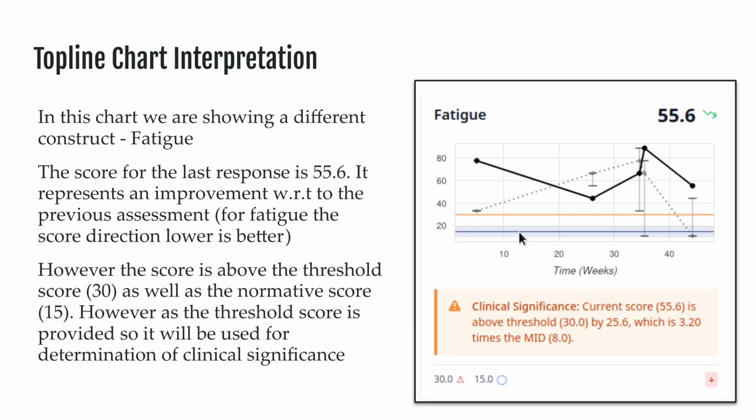The normative score is indicated by this gray line and the threshold score by the orange line. So you can easily understand that this is above the threshold, and this is approximately 3.2 times the MID value. So this is considered as clinically significant.